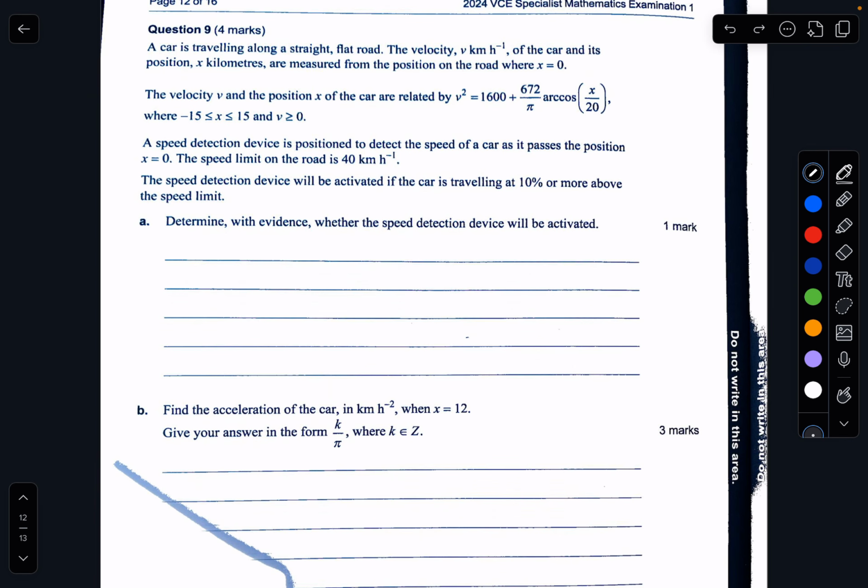A car is travelling along a straight flat road. The velocity of the car and its position are measured from the position on the road where x is equal to 0. The velocity and position are related by that. A speed detection device is positioned to detect the speed of the car as it passes the position x equal to 0. The speed limit on the road is 40. The speed detection device will be activated if the car is travelling at 10% or more above the speed limit. Determine with evidence whether the speed detection device will be activated.